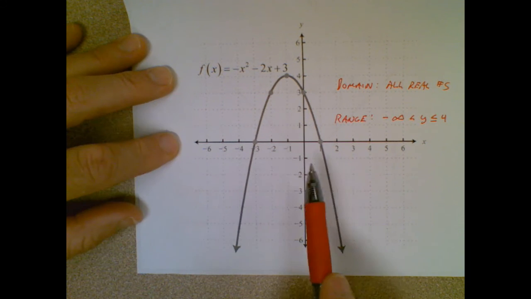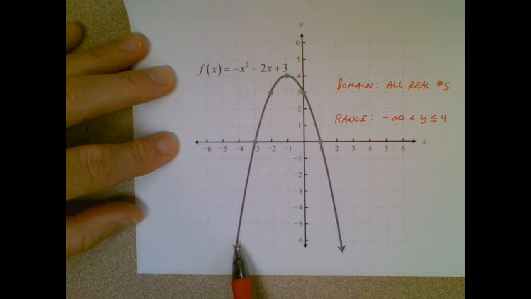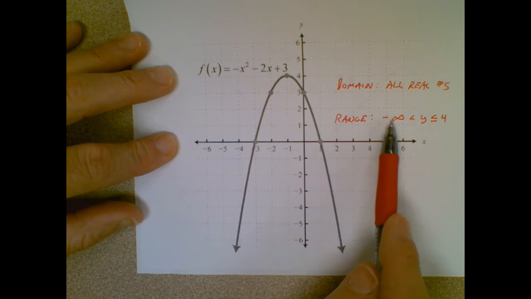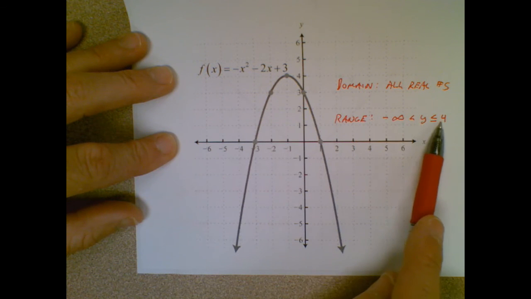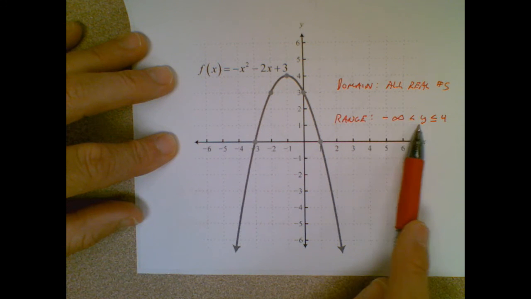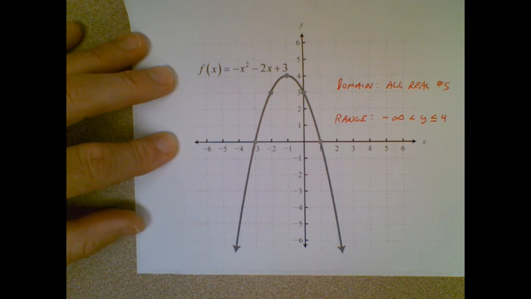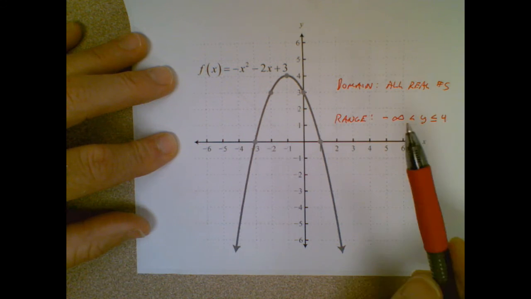Here are my answers. Let's start with the range or the y values. If you look at this graph, you know that it goes down forever. So it gets as low as negative infinity. The highest point is 4. So y is going to be less than 4, but it goes down to negative infinity. Of course, a theoretical math person would say you never really get to negative infinity.